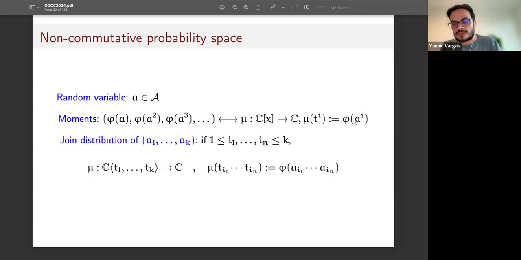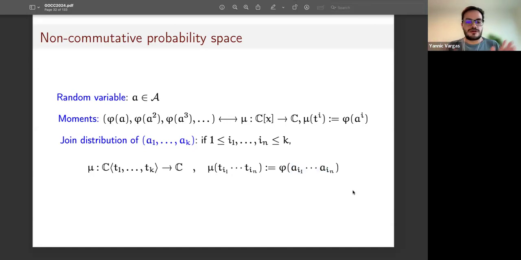So this is a time, and also there is the notion of joint distribution of a k-tuple of random variables, which is encoded by this map from non-commutative polynomials to C, sending this monomial to the evaluation of phi on this product inside A. Okay, so there is a clear dictionary.